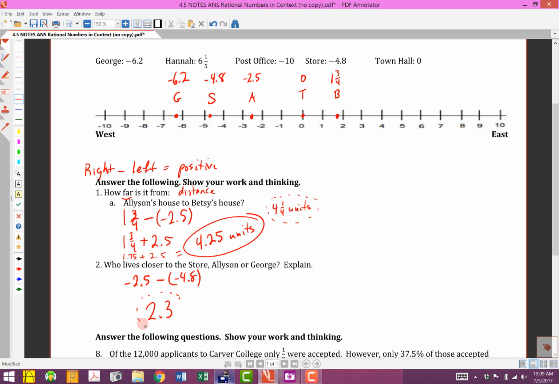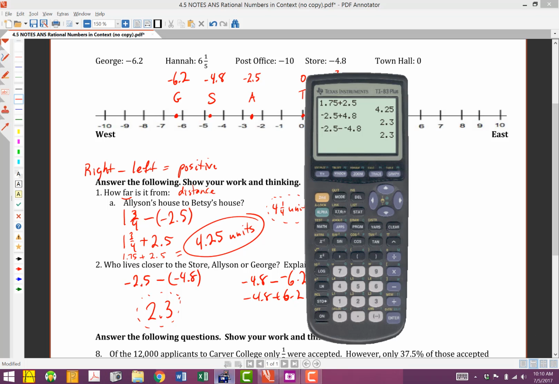Okay, so I'm going to put a dotted circle around that. That's the distance from the store to Allison, or Allison to the store. Let's do the one for George. So George is at negative 6.2 and the store is at negative 4.8. So I'm going to do the right one, which is the store. So that's negative 4.8 minus negative 6.2. And I'm going to go ahead and change that, negative 4.8 plus 6.2. And I'll go ahead and do the math for that.